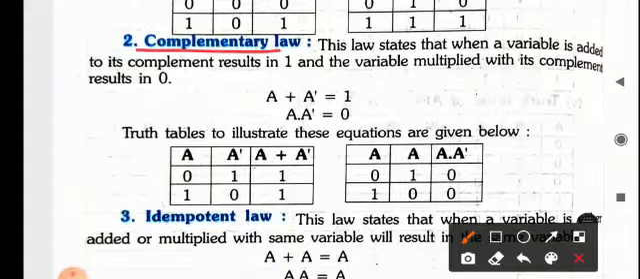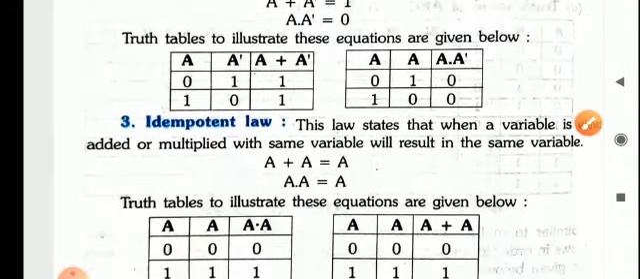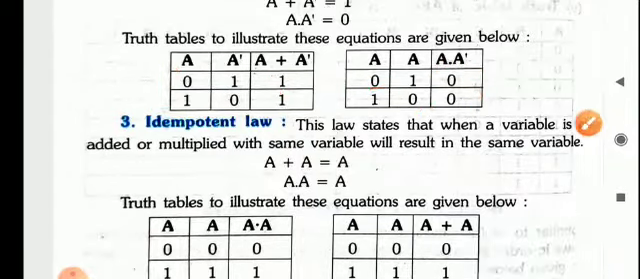Then we have the complementary law. It says that if you OR a variable with its complement, the output will be 1. So in an expression if you find A plus A complement, you can represent it as 1. Similarly, if A and A complement are multiplied, the output will be 0. The proof is given in the truth table also. If OR is there, the answer is 1, and if multiplication is there, each input has a 0, so the final output will be 0 only.